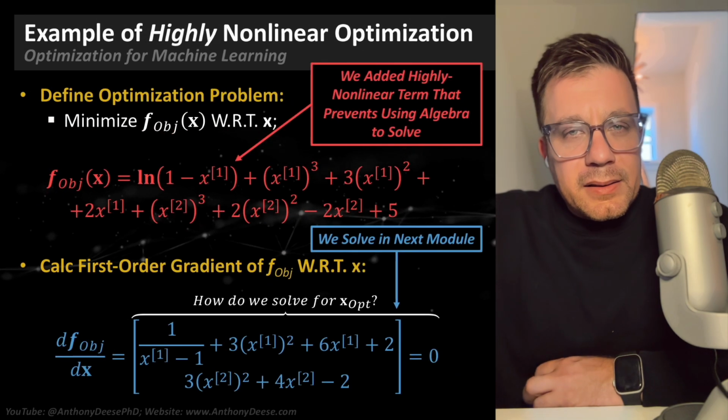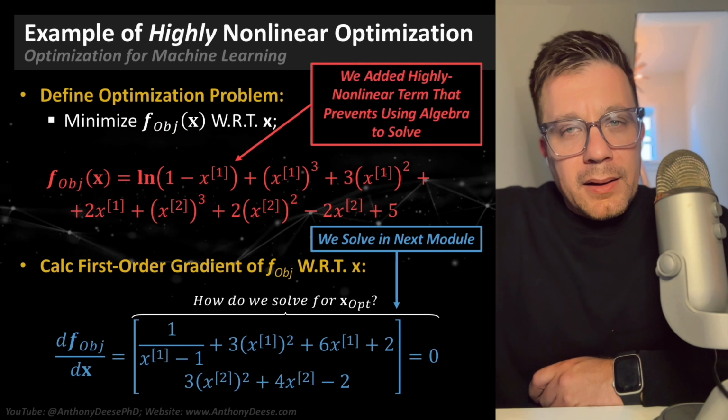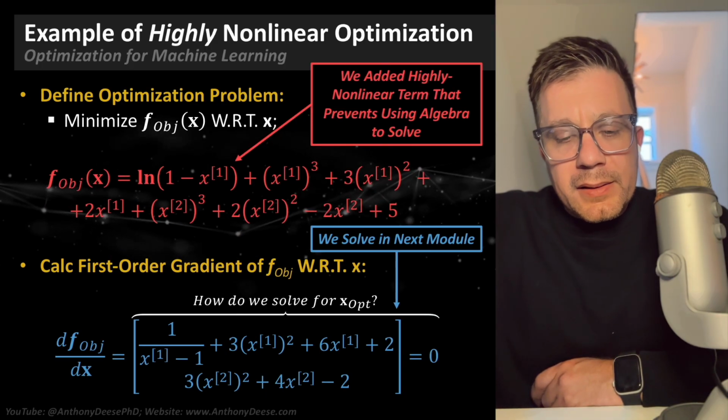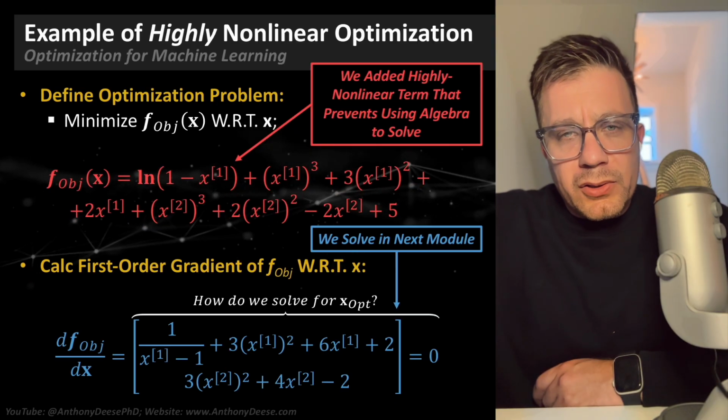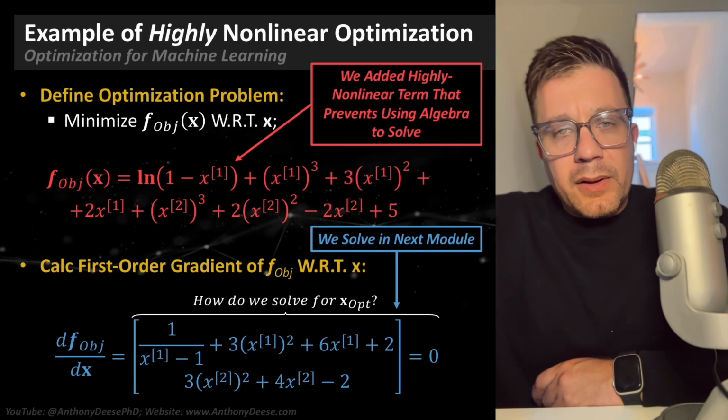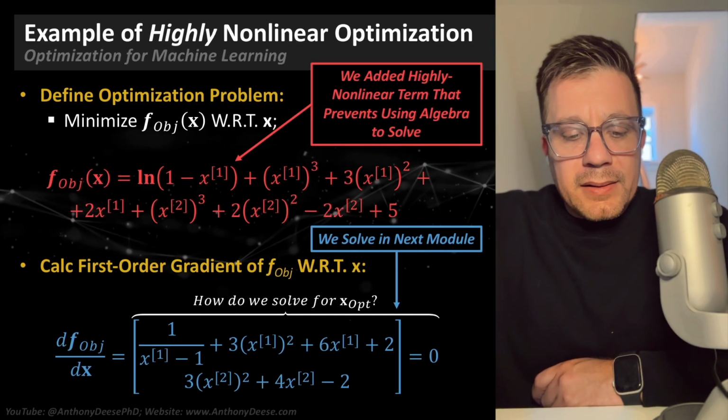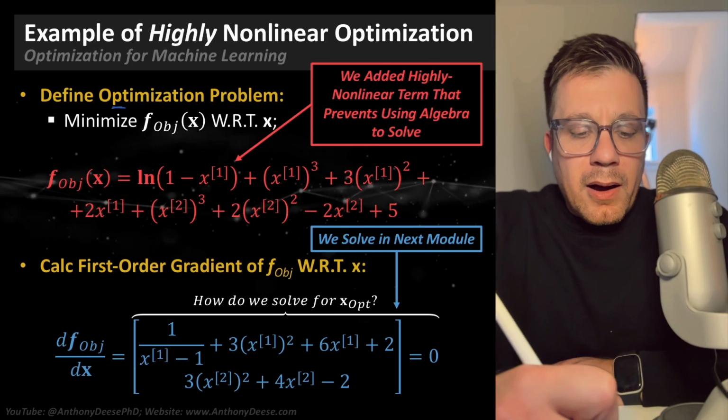So finally, let's take a look at a more highly nonlinear optimization problem. This is the last example we'll introduce in this module. I say introduce because we're not going to solve it here. It will serve as the seed for the next lesson on the topic of gradient descent. So we begin by defining our optimization problem.